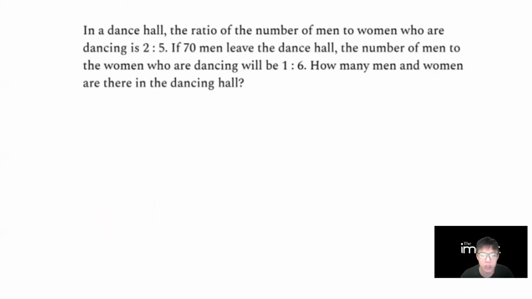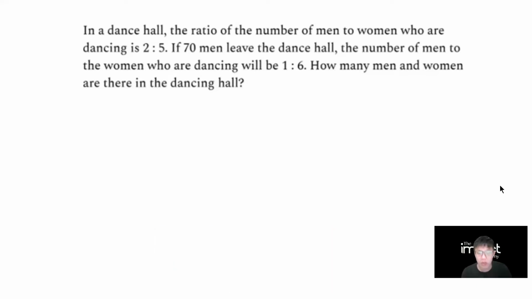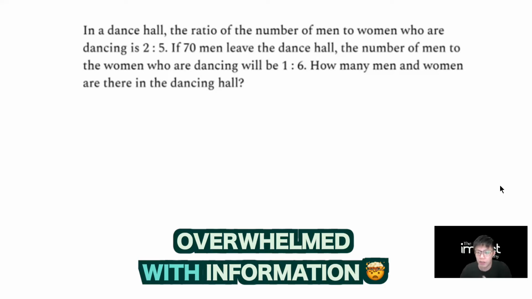Now, we take a look at this question. The first thing you all need to remember is this. This is a section C, or some of you would argue that this is a section B question. Whenever you're approaching such a long question, you don't want to read it as a whole. What you want to do is break it down. Why? Because if you were to read from "in the dance hall" all the way to "how many men and women are there in the dancing hall," you will be overwhelmed with information.